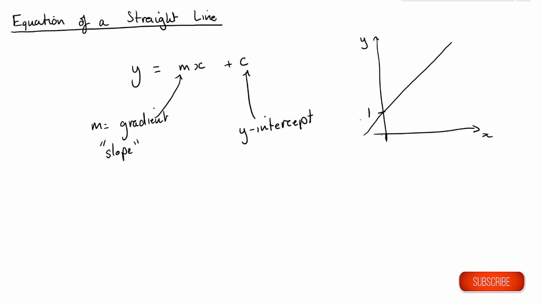Let's try and sketch out y equals 2x plus 3. They might give you this and tell you to identify what the gradient is and what the y-intercept is. Now the gradient m, we said it's y equals mx plus c, so m is 2 in this case, and c is equal to 3.